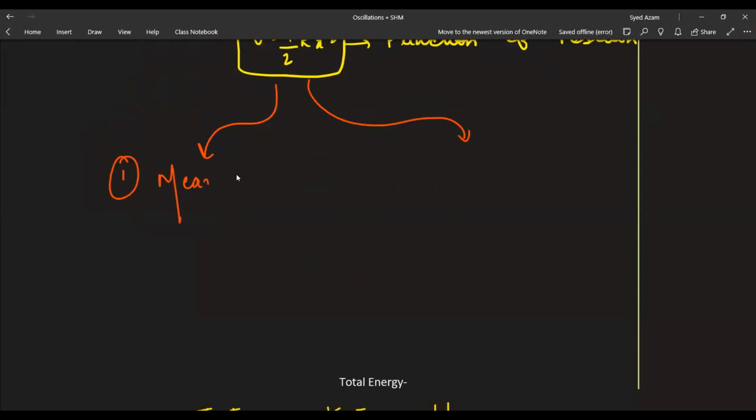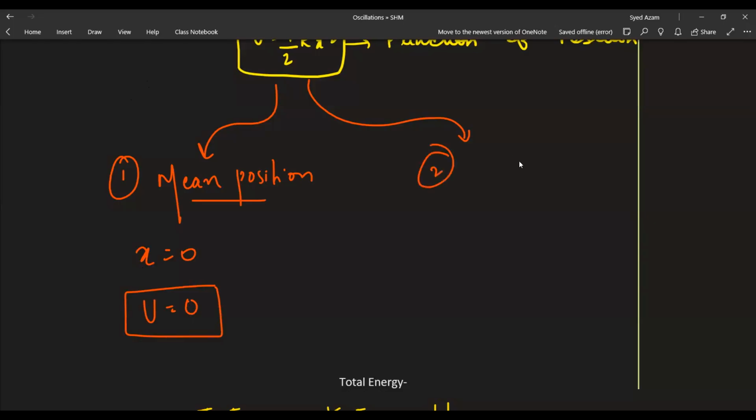Let's say this is the mean position. So what have we discussed? That at the mean position, x is equal to 0. So potential energy will be equal to 0. Then second, we have the extreme position, where x is equal to A. So potential energy will be equal to half kA square. Now see, this will be the maximum value.